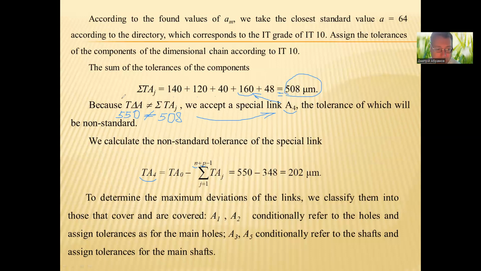So T suffix 0 is equal to 550 micrometers. The sum: 140 plus 120 plus 40 and plus 40.